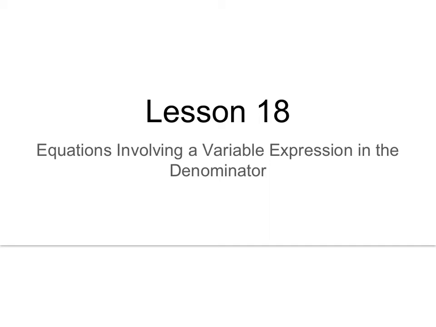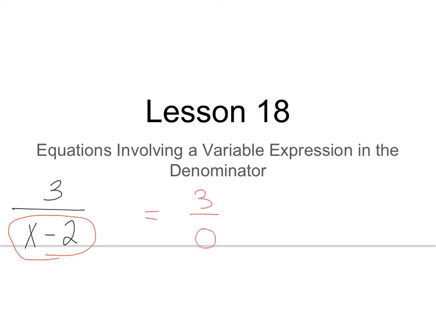There is a very special issue when you have a variable in the denominator. The very special issue is you are not allowed to divide by 0 in math, okay? You can't. It's undefined. You can't divide by 0. So when we have variables in the denominator, we have to make sure that it does not allow us to have a 0 in the denominator.